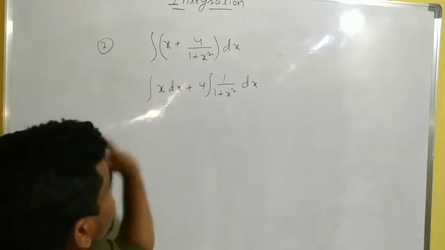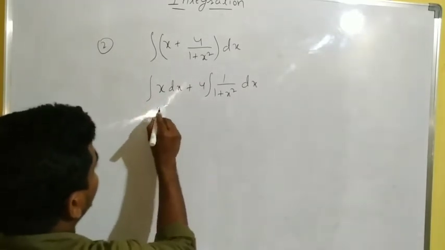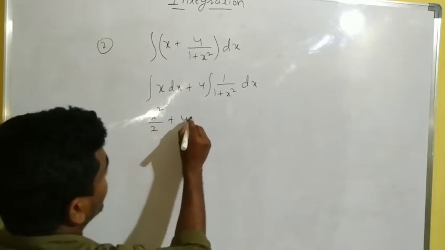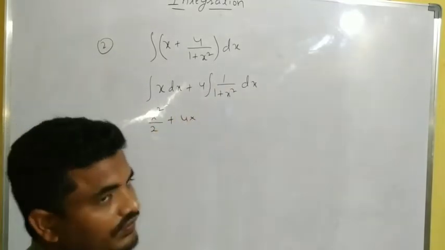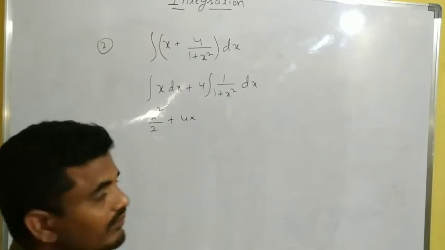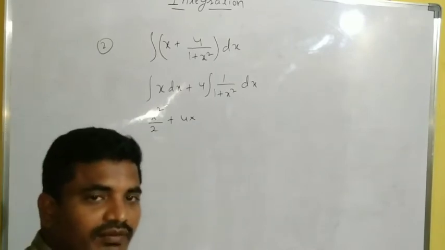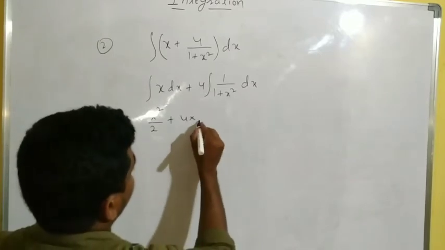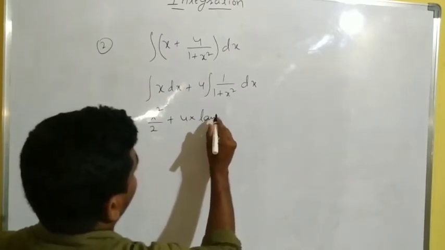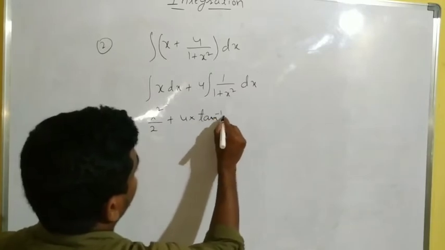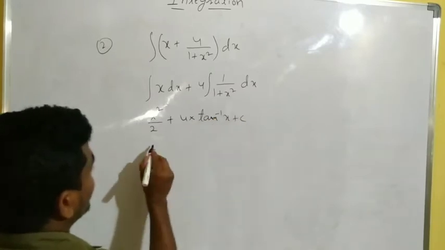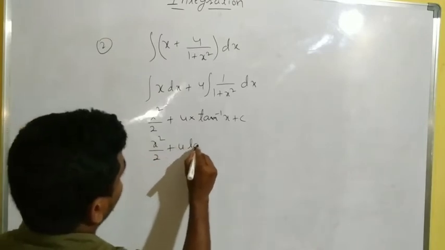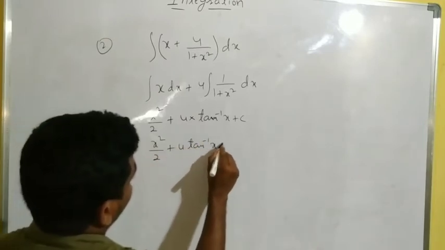And x integration, just now I said in the previous question, is x square by 2, plus 4 into, this is the formula of tan inverse x: integration of 1 by 1 plus x square dx equals tan inverse x. So tan inverse x plus c. Finally we can write x square by 2 plus 4 tan inverse x plus c.